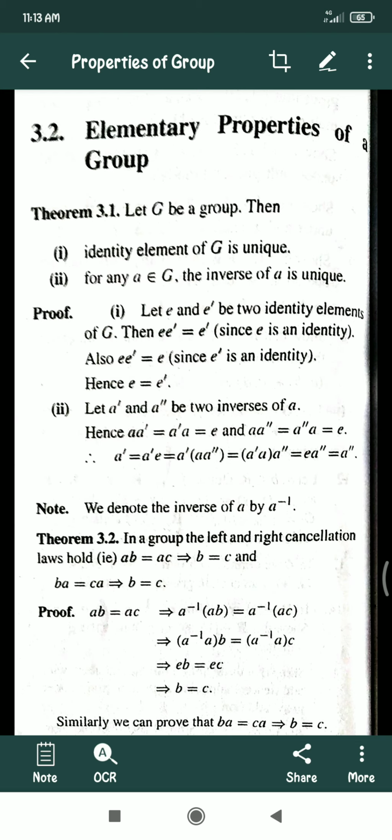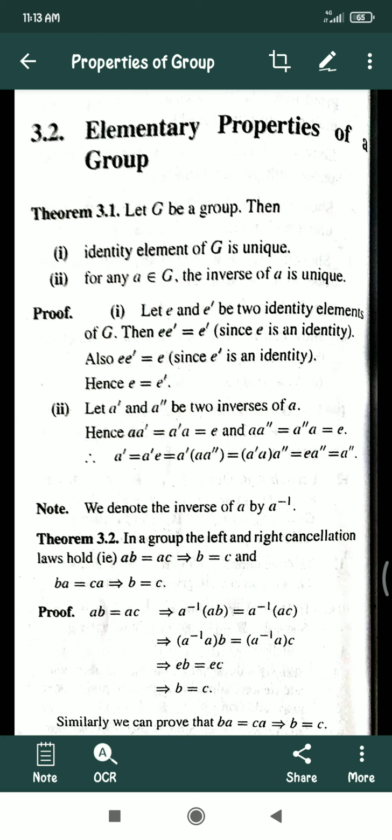So when E is an identity element, we can take E star E dash equal to E dash. When E dash is an identity element, we can take E star E dash equal to E. So finally we get E equal to E dash. From that we can conclude the identity element of a group is unique.